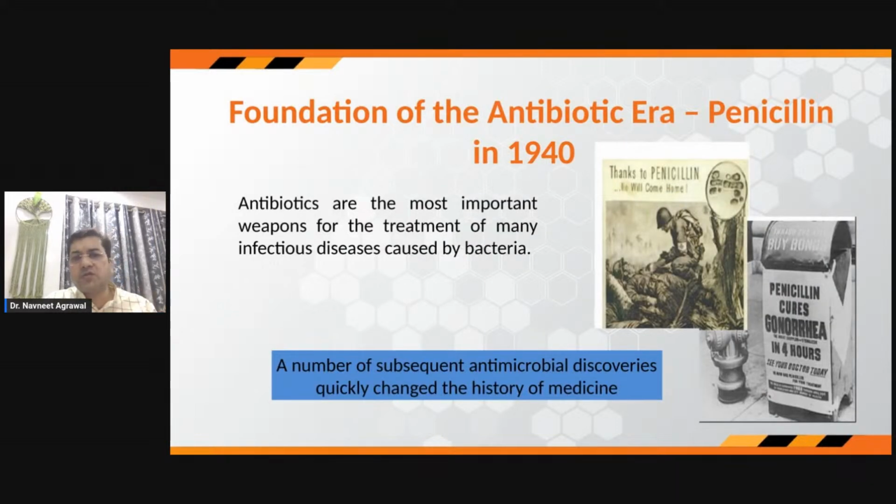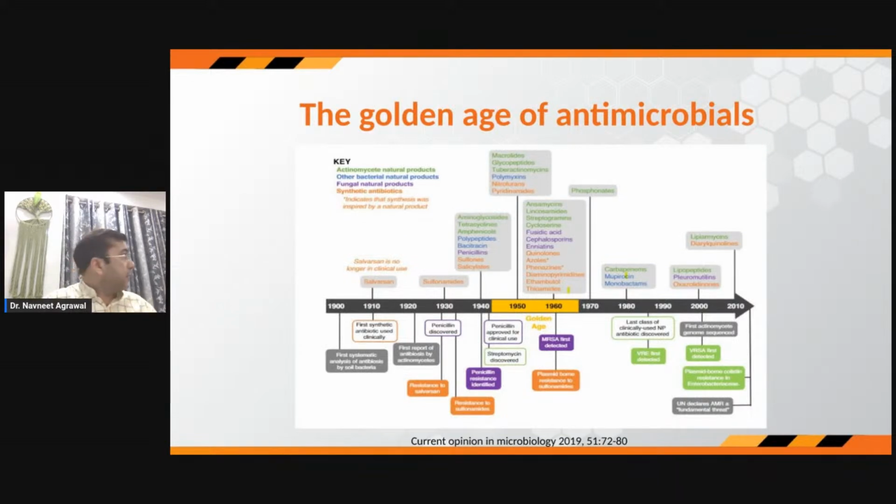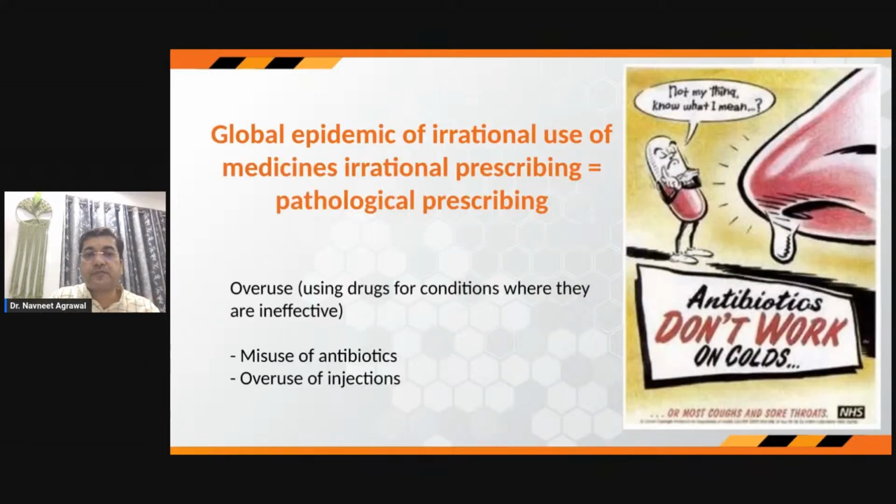In the last century, there have been multiple antibiotics, and the introduction of penicillin changed the treatment of infections. In the last century, we have seen multiple antibiotics coming and helping us in treating and managing patients and curing infections. But there is a global epidemic of irrational use of medicines, be it misuse, be it overuse, be it use of injectable antibiotics, and that is really a cause of concern.